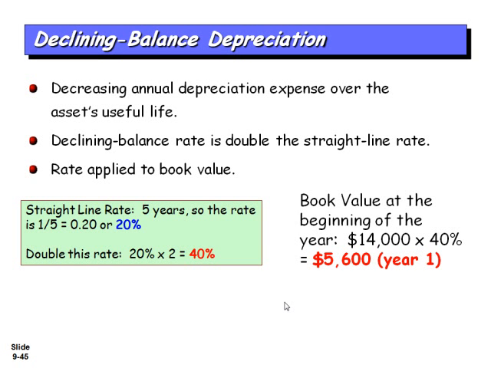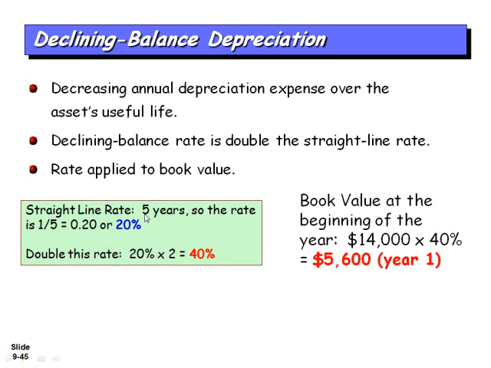So the method looks very similar to straight line, but the whole goal of declining balance is to write the asset off as fast as possible. So let's take a look. The declining balance is double the straight line rate. So let's do the straight line rate. And the straight line rate is calculated as a function of its life. So for example, we had a 5-year life, so the straight line rate is 1/5 every year, or 20%.